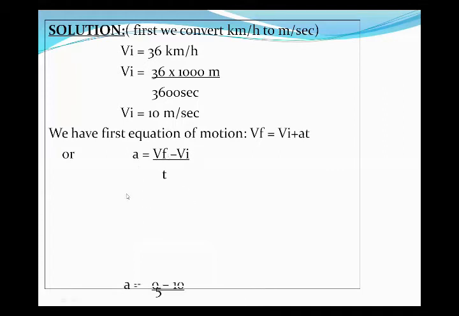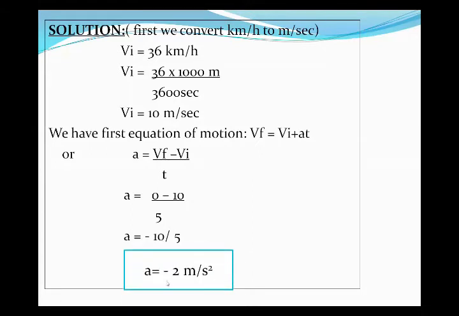Now we are computing their value. Here Vf is 0 while Vi is 10 and T is 5. So we are going to simplify it. 0 minus 10 means it will become minus 10, divided by 5. So we divide 10 by 5, and we get A is equal to minus 2 meter per second square. So meter per second square is the unit of acceleration. Here this minus sign is showing the deceleration. I hope, students, you understand how to solve a numerical.